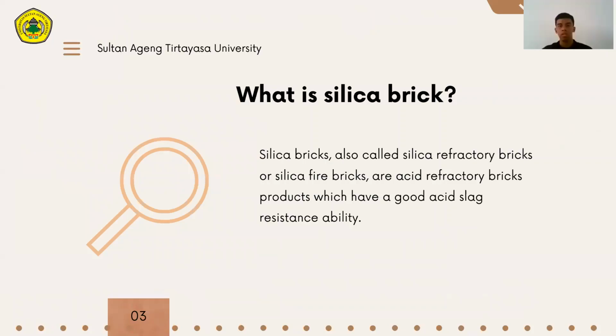Okay, the first is what is silica brick? Silica brick, also called silica refractory bricks or silica fire bricks, are refractory brick products which have good heat resistance ability. Silica brick is one of the most commonly used refractories due to its low cost, high creep resistance, and low pollution to glass. It is widely used in the crown of the glass furnace.